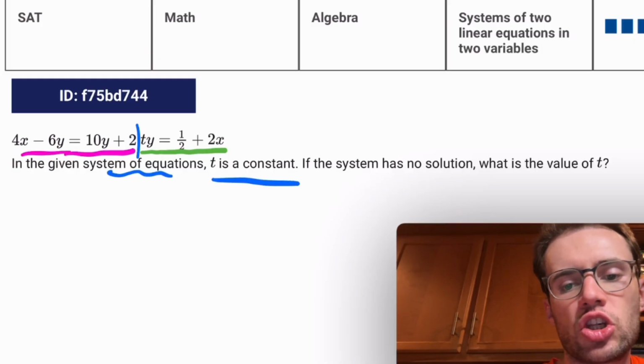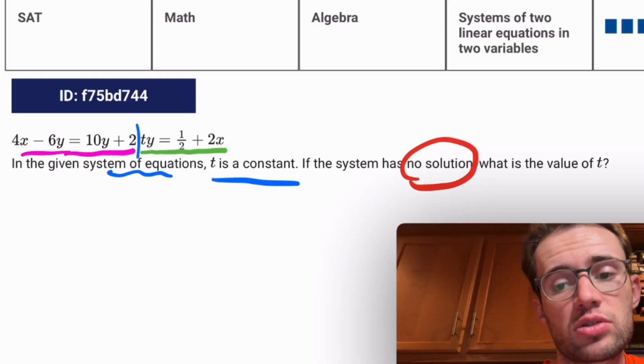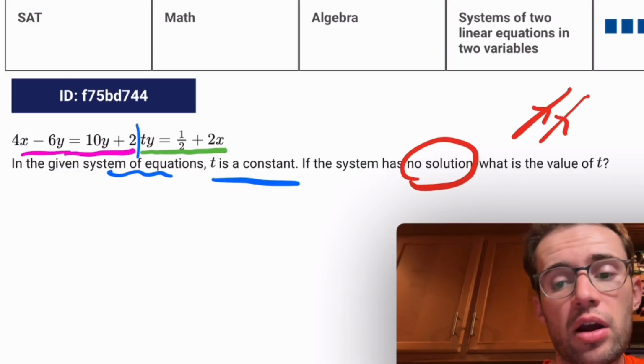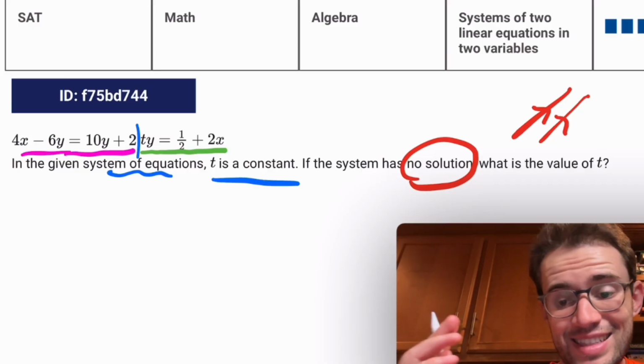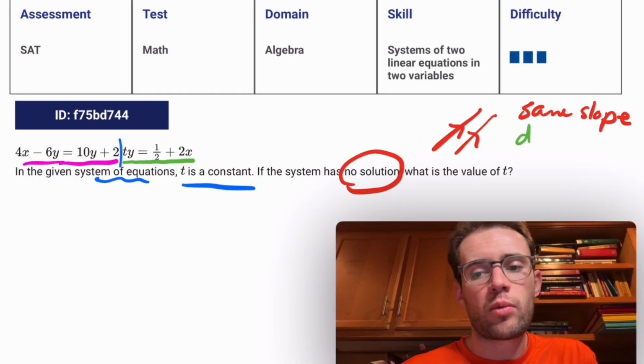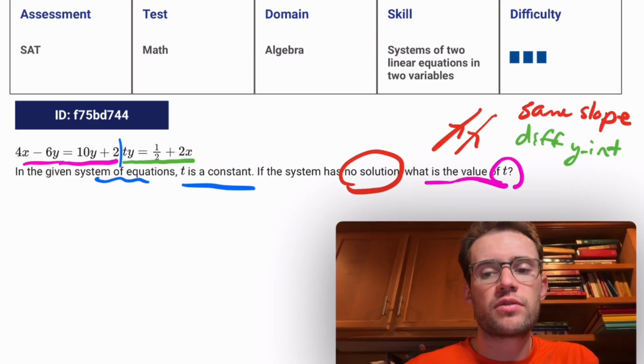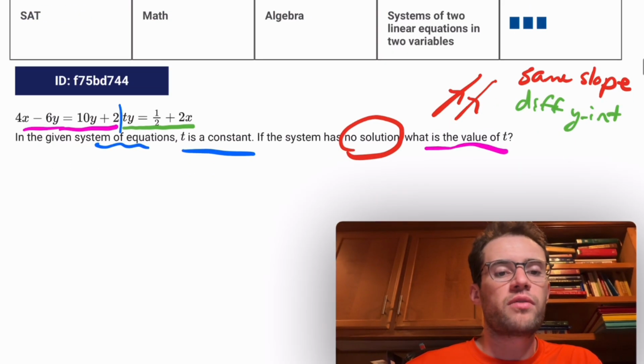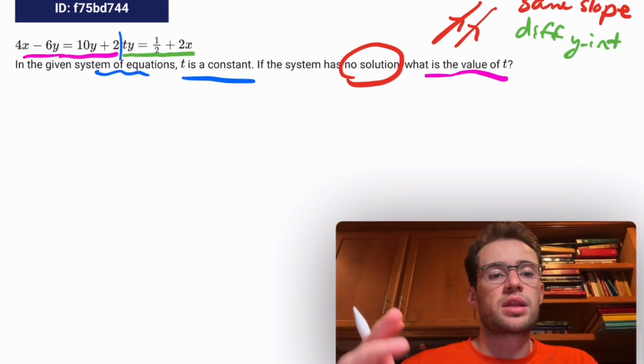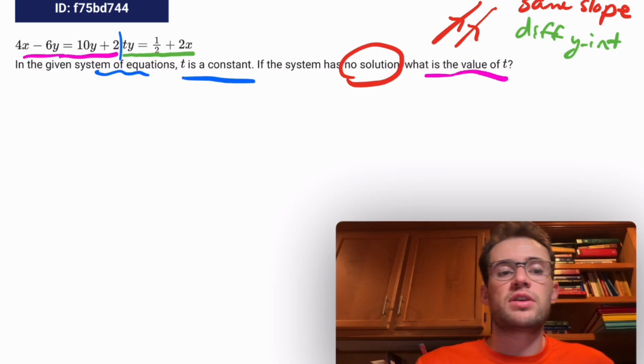If the system has no solution, it's another one that's going to be two parallel lines, two lines with the same slope and different y-intercepts, what is the value of t? So we're going to figure out what value of t will make this true, that they have the same slope and two different y-intercepts.